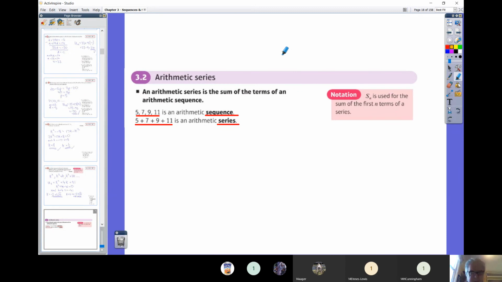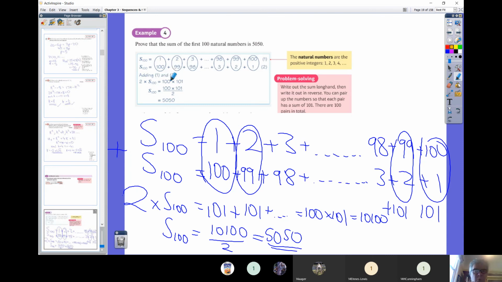So this is 3.2. This is arithmetic series. So this is the point I was saying a bit earlier. When you've just got the commas between them, when it's a list, that's when it's called a sequence. But when you start adding them, that's when it's called a series. And this example here is before we get to the formula. It's just spotting that if you've got a sequence and then you reverse it, there's a clever way of working out what the sum of all the terms is. So perhaps have a quick look at example 4, please.